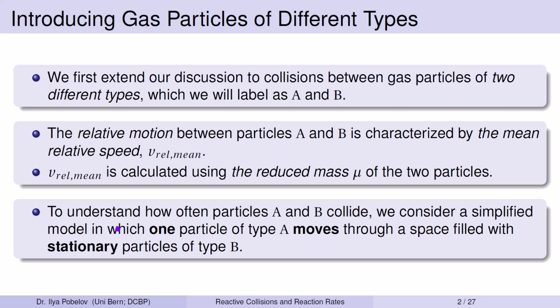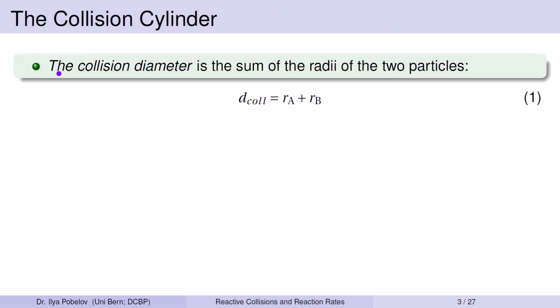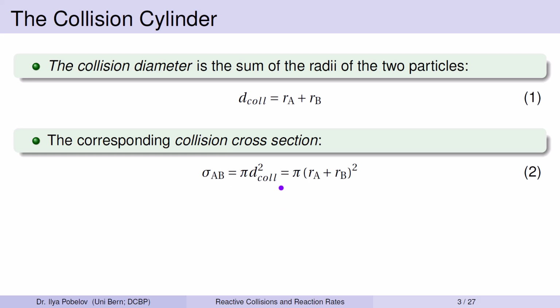To understand how often particles A and B collide, we consider a simplified model in which one particle of type A moves through a space filled with stationary particles of type B. In this model, the collision diameter is the sum of the radii of the two particles. The expression for the corresponding collision cross-section is shown here.